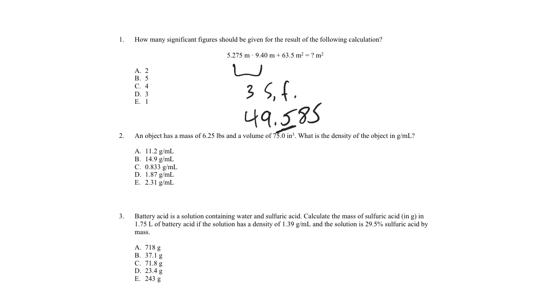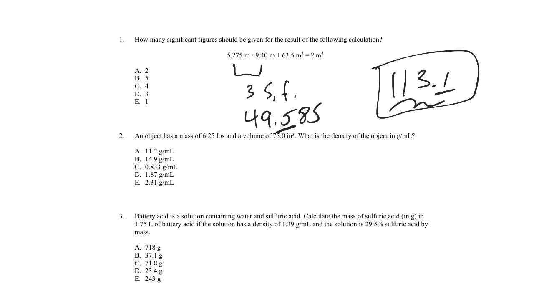We add 63.5 to that. Tens place plus tens place is good to the tens place. So this should be 113.1 after we round. And then we end up noting that this value has 4 sig figs. So the result should have 4 significant figures.